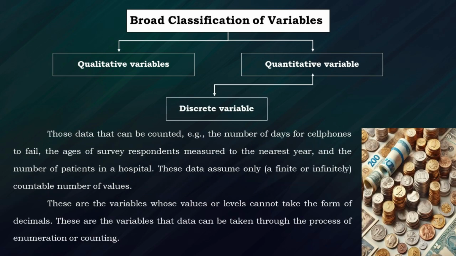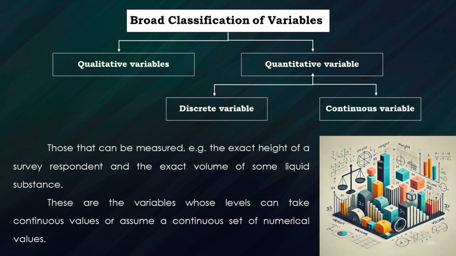Quantitative variables can be further divided into two categories. Discrete variables are countable. Think of things like the number of students in a class or the number of cars in a parking lot. There's a specific, countable number. Discrete data deals with whole numbers. Continuous variables are measurable and can take on any value, including decimals. For instance, a person's height or the amount of water in a glass can be measured in exact values. Continuous data is more fluid and can take on a range of values. Understanding whether your data is discrete or continuous will help you choose the right statistical methods for analysis.